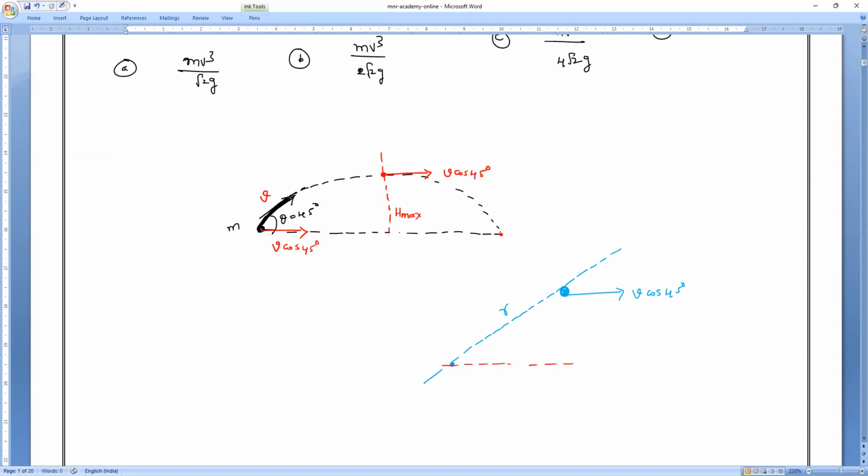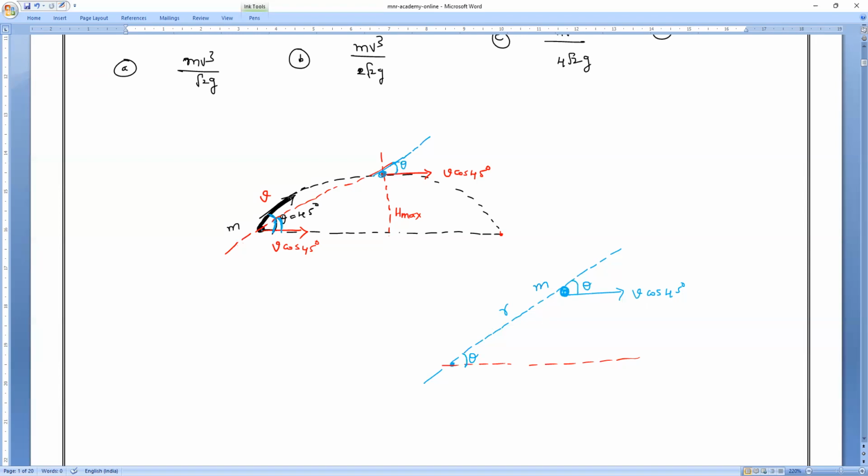Now you can see it is projected at a 45 degrees angle. If I join the line from the origin to the maximum height, do you think both angles are equal? No, this angle is 45 degrees. What about this angle? It is not 45, we don't know that, so you have to remember. Let me assume that angle is theta, the distance is r, and the mass is m.